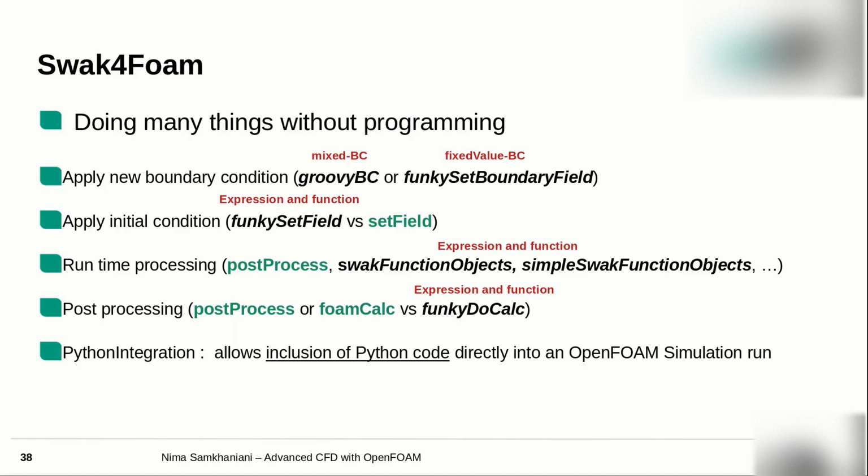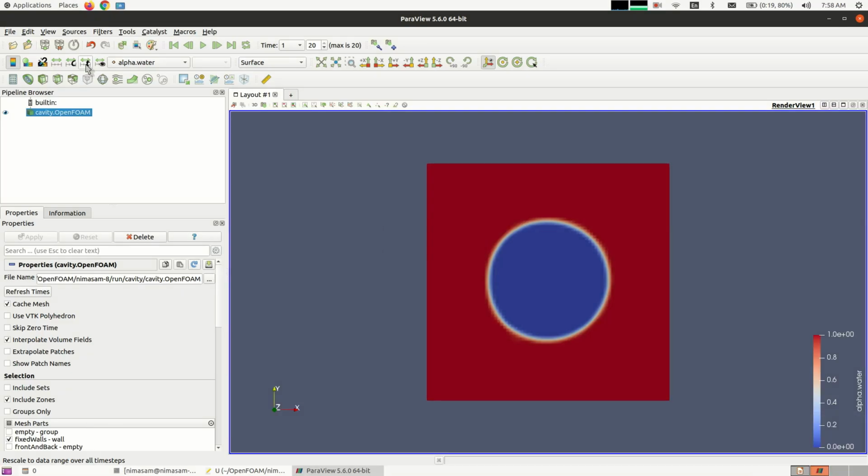Another important feature in swak4Foam is that you can use Python code directly in OpenFOAM simulation runs with the Python integration features. So with swak, you can do a lot of stuff without knowing any programming. Let's show with a simple simulation how swak4Foam works. You already installed swak4Foam, and now you want to know how it works.